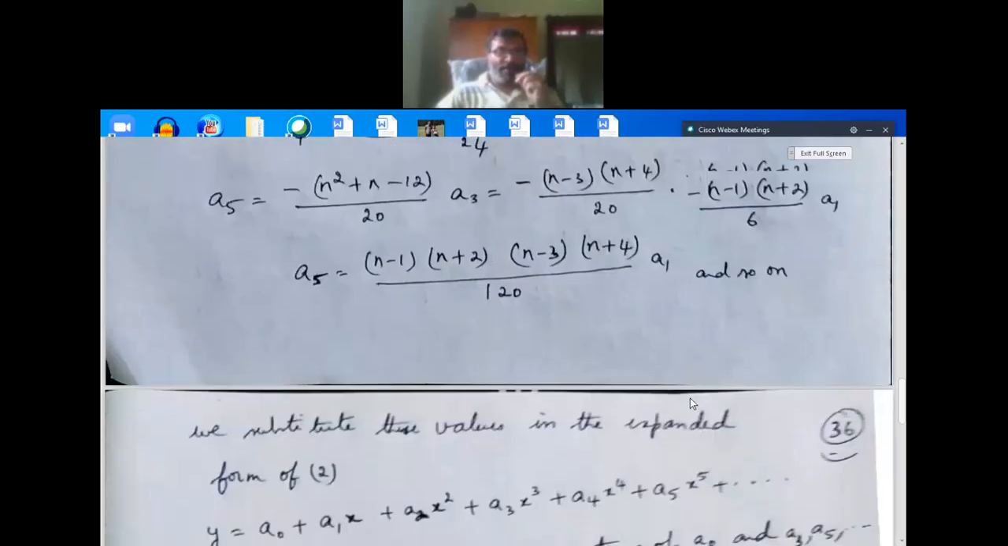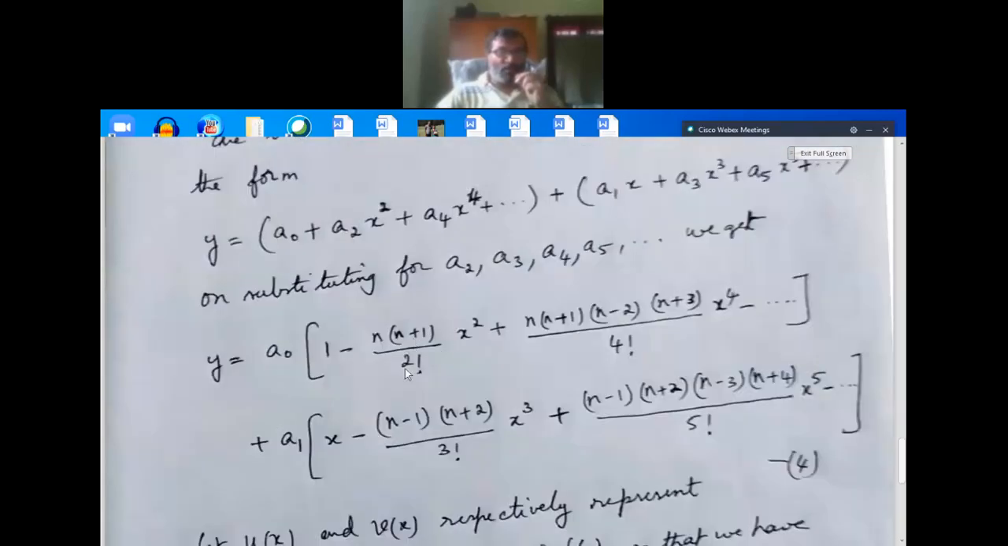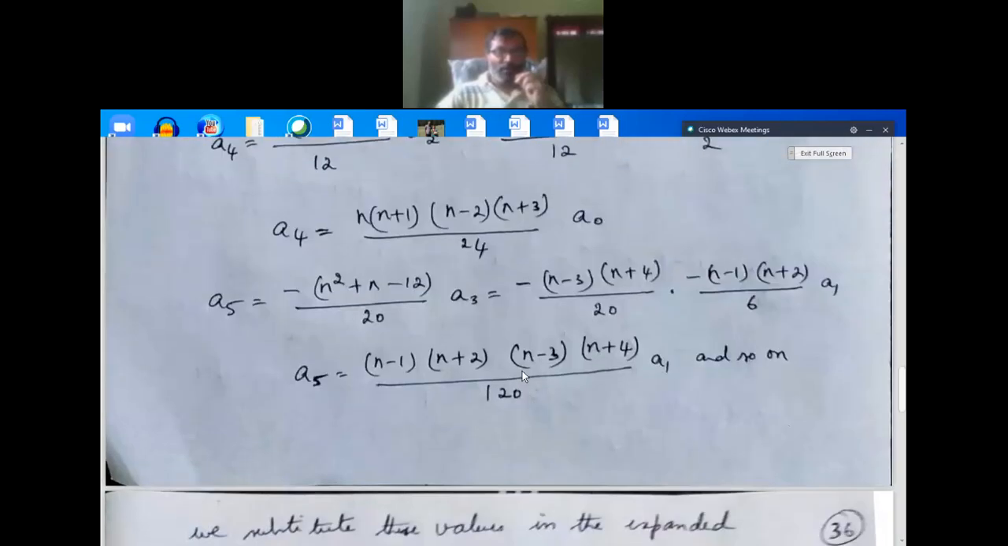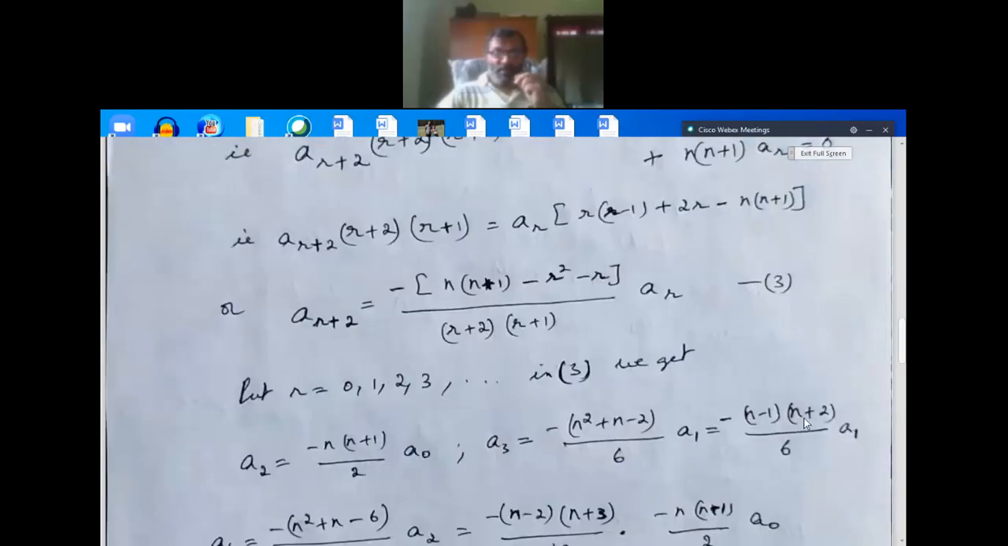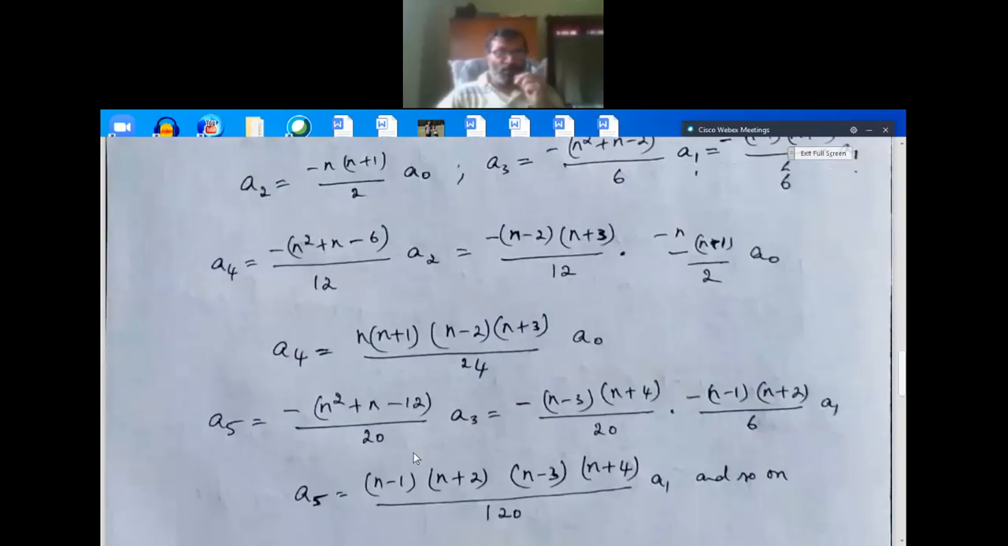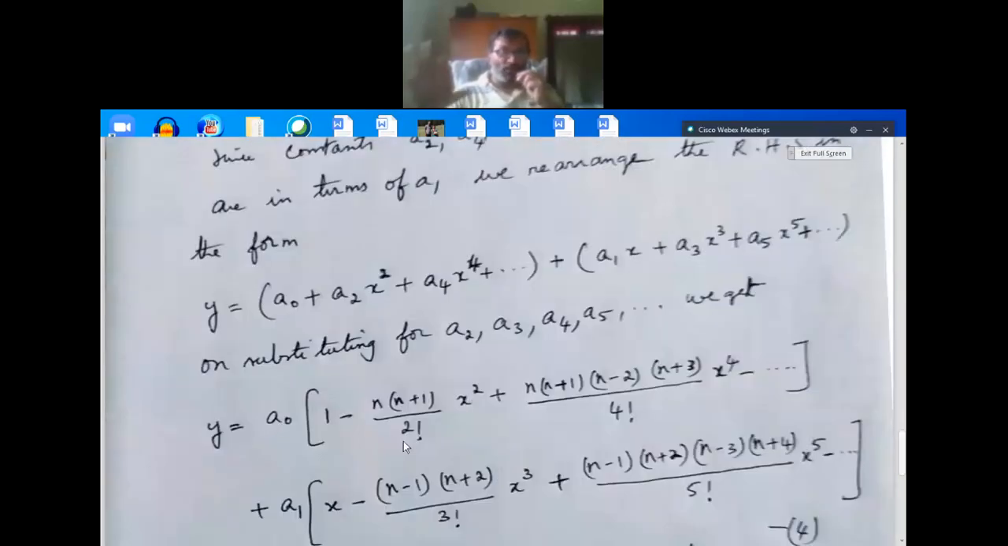So here I write a2 into x squared, where a2 is minus n into (n plus 1) divided by 2 into a0. That 2 I wrote as 2 factorial, to get a pattern in the formula.